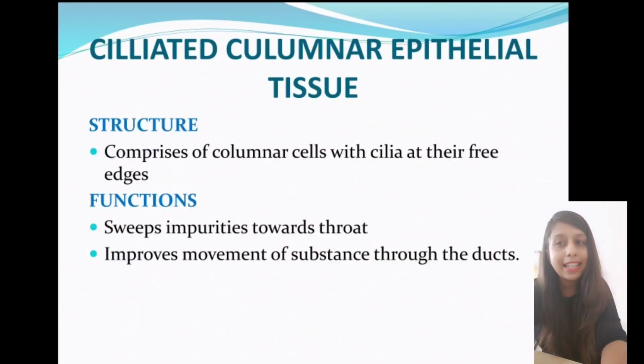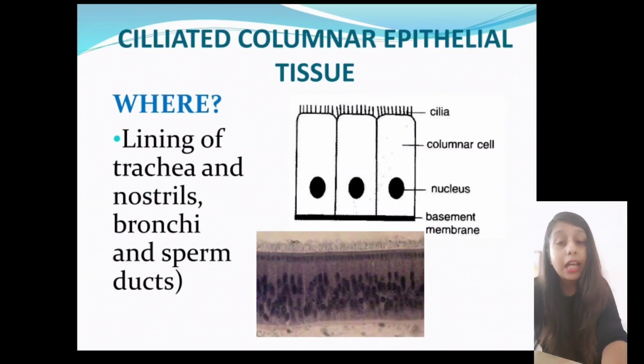Next is the ciliated columnar epithelium. Now this ciliated columnar epithelium obviously contains cilia on one end of its surface. The function they normally perform is to improve the movement of particles. Where are they found? The lining of the trachea, nostrils and bronchi consists of ciliated columnar epithelial tissue.